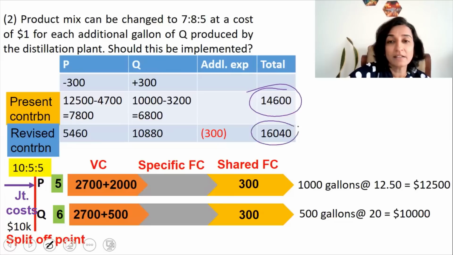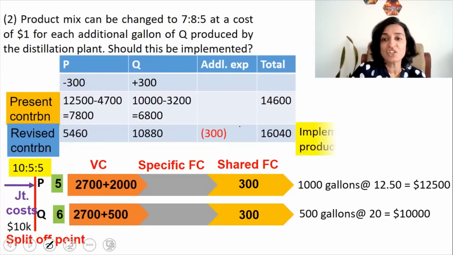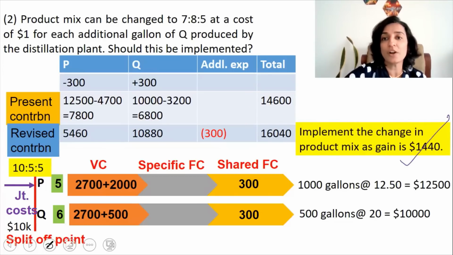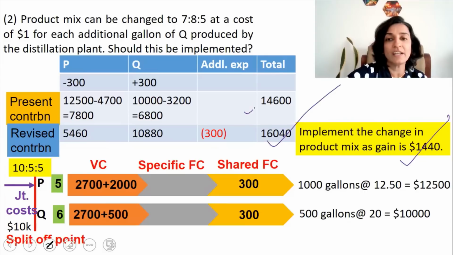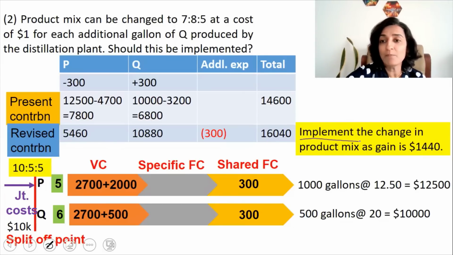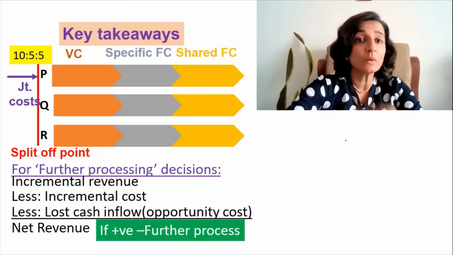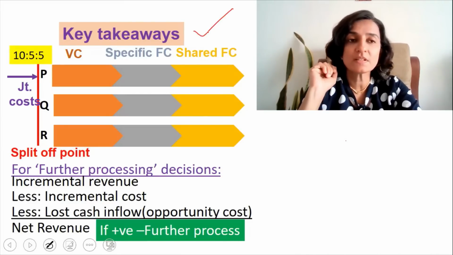So definitely it's better to revise the product mix, because under the old product mix, we were just getting $14,600. And under the revised mix, we are getting much more. That's $16,040. So what is the additional amount? Additional amount is 1,440. That is 16,040 minus 14,600. So the final decision is implement the change in the product mix, as gain is $1,440.